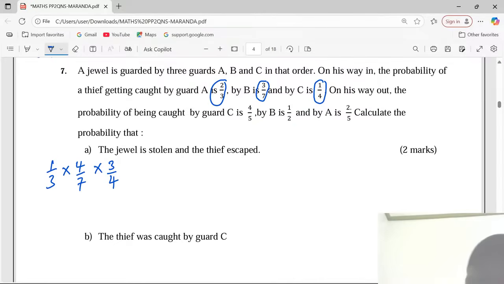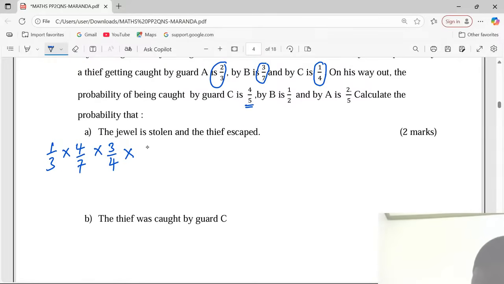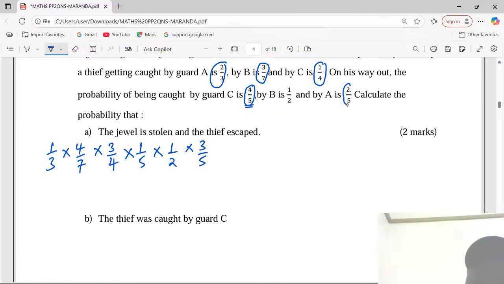Then after this, the guy comes back and they are not caught by C when going back. So 4/7, 4/5 is the probability of C catching the thief on the way back. So they fail 1/5. B, half. C, 3/5, because 2/5 is the probability of catching. So A not catching should be 3/5.